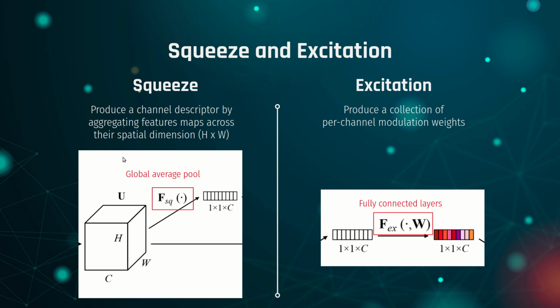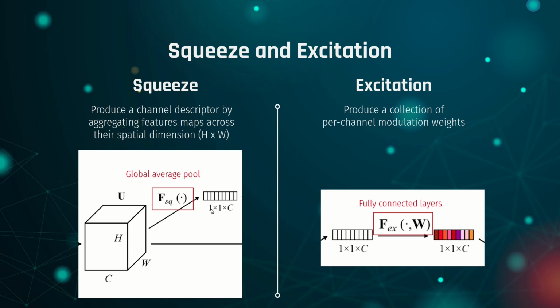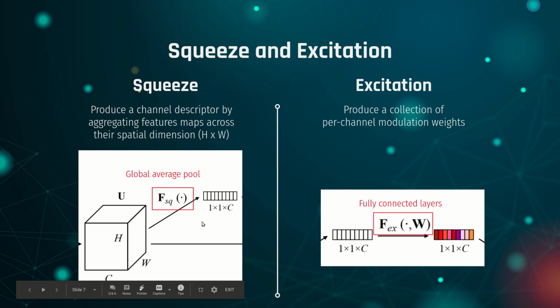And what squeeze does is literally what it means, squeeze it. It gives you a feature map over a global average pool to squeeze the spatial dimensions down to 1 times 1 times C. So you can think this height and width get squeezed into 1. All this here gets squeezed into 1 and only the C channel remains. It's as simple as that, just a global average pool.